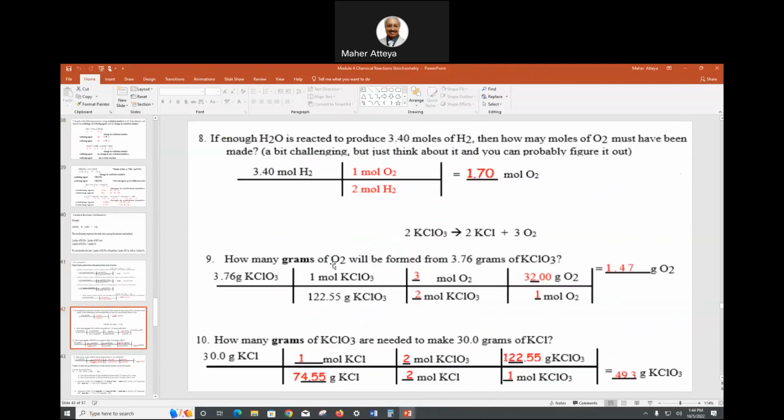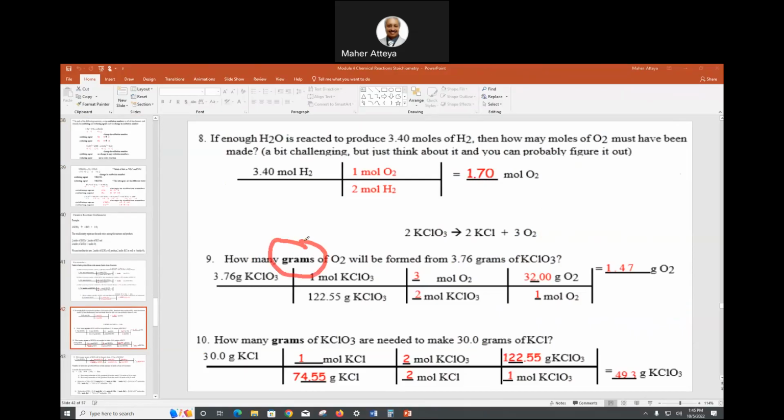Here it is the same thing. Here now we are dealing with number of grams. So let's look at this. Number 9, we are dealing with grams. In dealing with grams, I have to use the molar mass. Whenever grams are asked, that's the key here. You have to look at the molar mass.